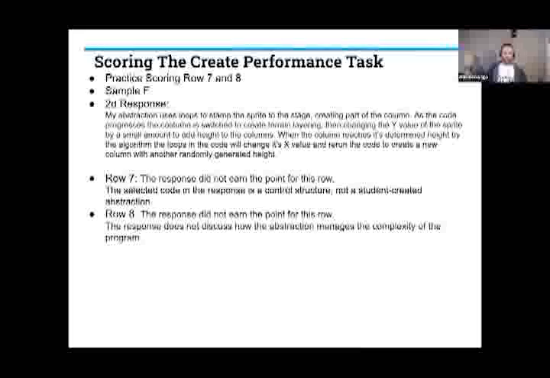Let's do some practice scoring rows 7 and 8. All right, so first of all, we have to show you the abstraction that the student created. All right, and so this was the piece of code that the student identified for sample F. All right, so sample F, the student wrote, my abstraction uses loops to stamp the sprite to the stage, creating part of the column. As the code progresses, the costume is switched to create terrain later, then changing the Y value of the sprite by a small amount to add height to the column.